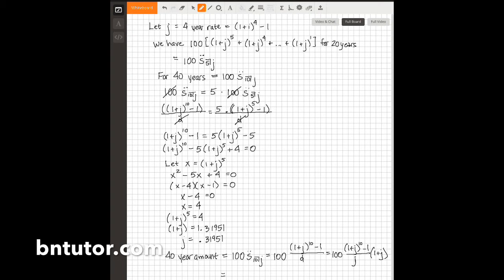Since we know what J is, the rest of this is very straightforward. We knew that 1 plus J to the 5th was 4, so 1 plus J to the 10th will be 4 squared, minus 1, and then divided by our 31.95% interest rate, multiplied by 1 plus J, which was the 1.31951, all leading to a final answer of $6,195.